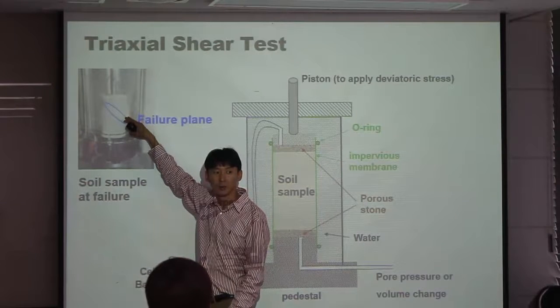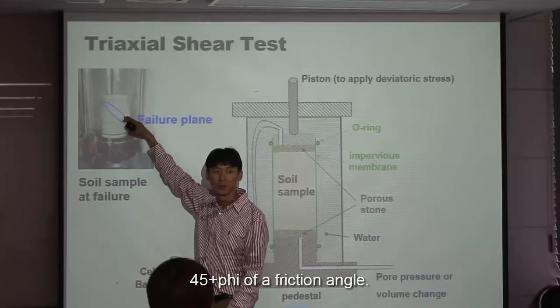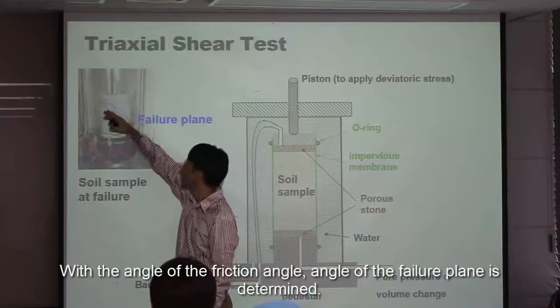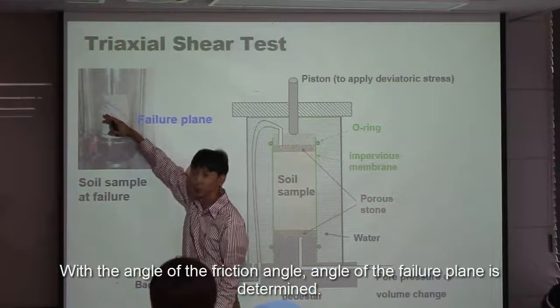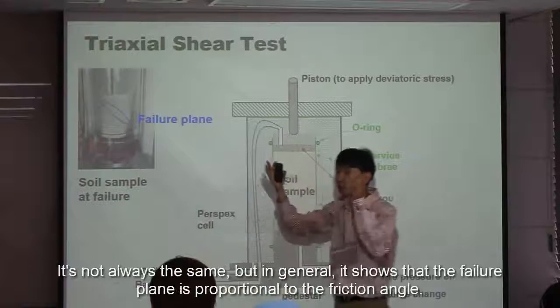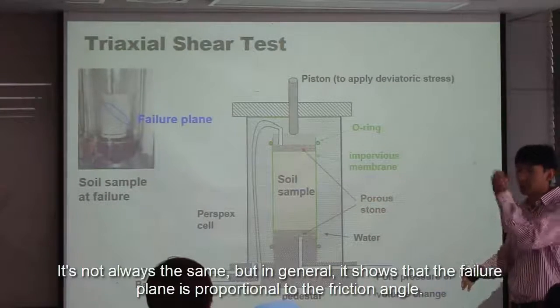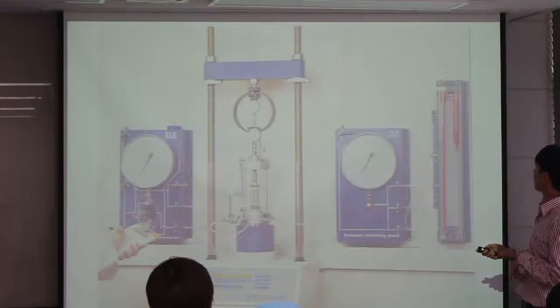45. It's not just 45. It's 45 plus φ over 2, the friction angle. So depending on the friction angle, the angle of the failure plane will be determined, ideally. But it's not always the same. But in general, it shows the failure plane proportional to the friction angle.